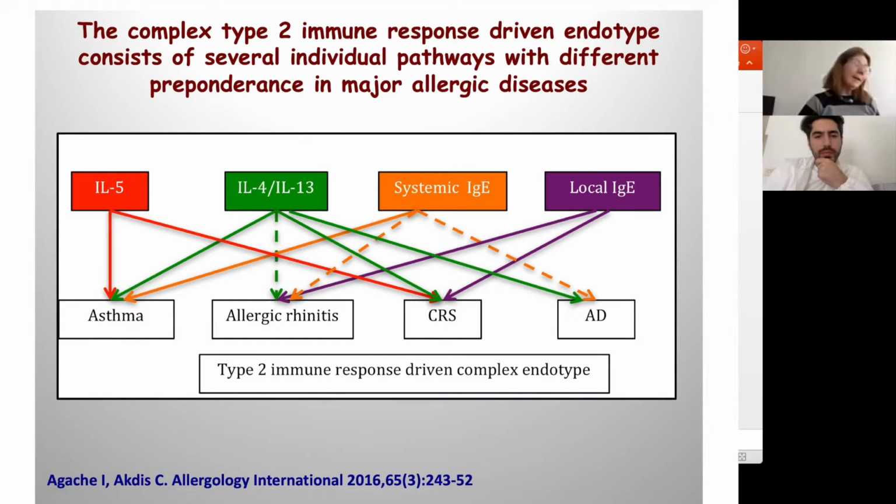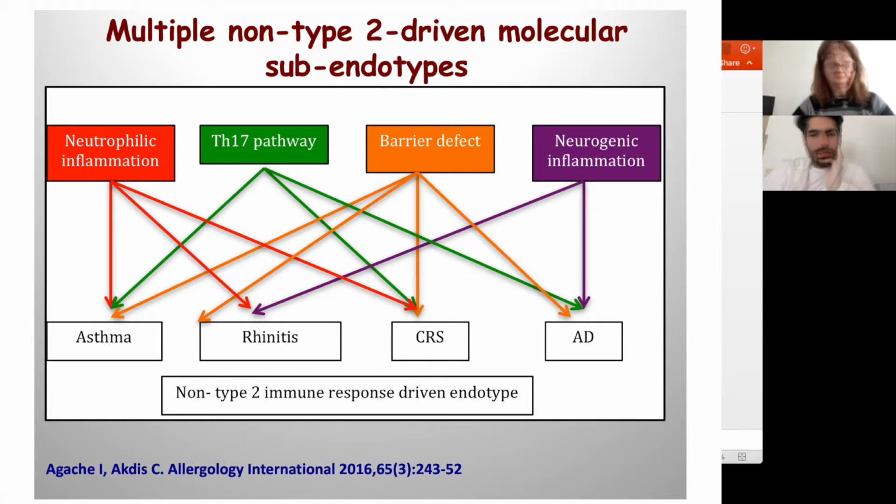And according to the targeted interventions that we have now for allergy and asthma, we have a pathway which is driven by IL-5, by IL-4, IL-13, and by IgE, which can be local or systemic. And you can see that in different allergic diseases, this pathway cooperates differently. For example, in allergic rhinitis, you will have majority of IL-4, IL-13, systemic and local IgE, and you will have less intervention of the IL-5. There are multiple non-type 2 driven molecular sub-endotypes as well in non-type 2 inflammation, which are characterized by the neutrophilic inflammation, the type 17 pathway, the barrier defect, and the neurogenic inflammation, again, with different contributions into the different allergic diseases, asthma, rhinitis, chronic rhinosinusitis, and atopic dermatitis.